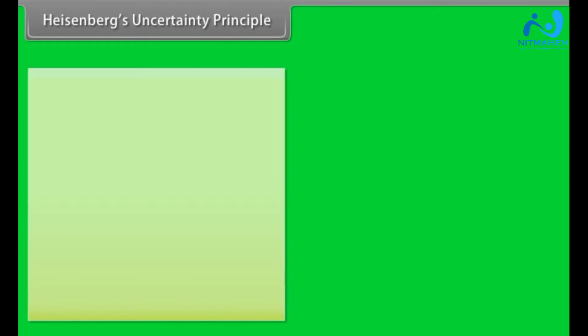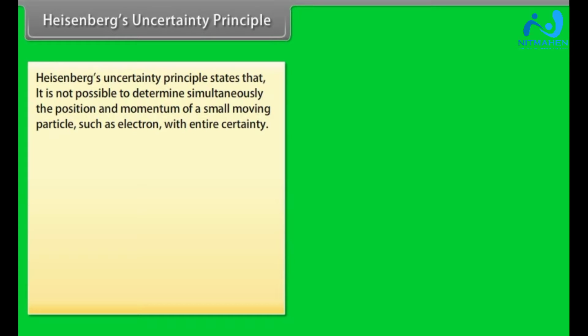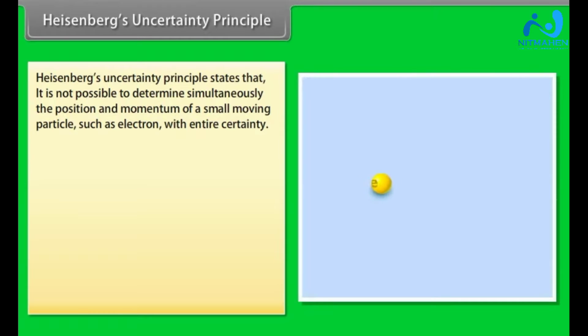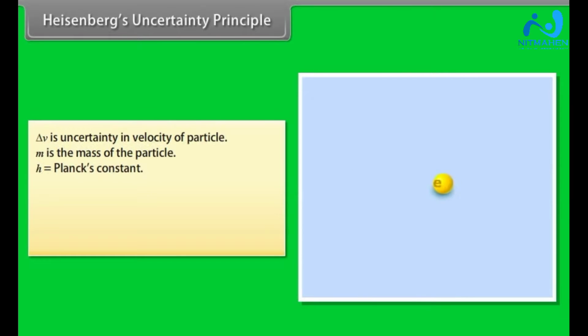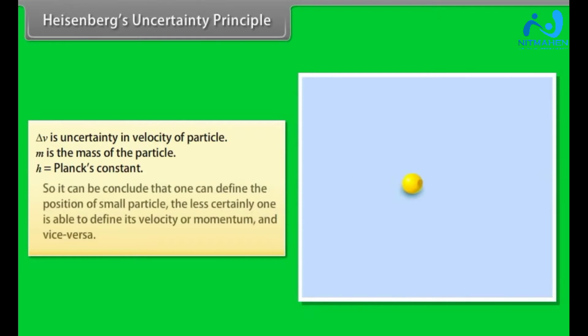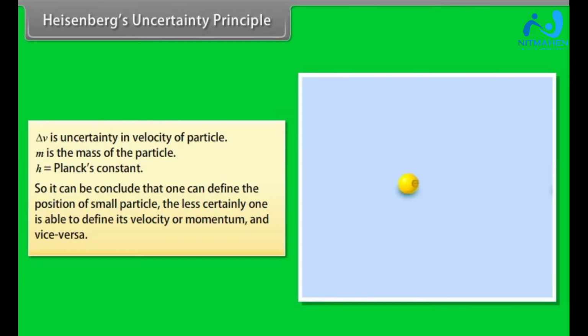Heisenberg's uncertainty principle. Heisenberg's uncertainty principle states that it is not possible to determine simultaneously the position and momentum of a small moving particle, such as an electron, with entire certainty. Mathematically, it may be expressed as delta x into delta p greater than or equal to h by 4 pi, where delta x is the uncertainty in position, delta p is the uncertainty in momentum, equal to m delta v. Delta v is the uncertainty in velocity of the particle, m is the mass of the particle, and h is Planck's constant. So, it can be concluded that the more certain one is able to define the position of small particles, the less certain one is able to define its velocity or momentum, and vice versa.